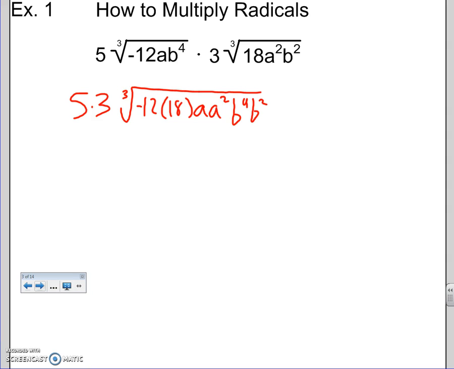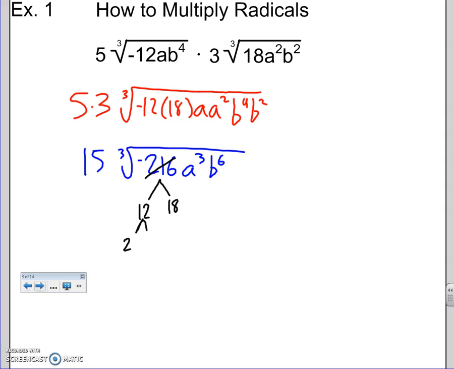Well, if I fix that, I really get 15 in the front, and this cube root, negative 12 times 18 would be negative 216. A times a squared is a cubed. B fourth times b squared is b to the 6. We need to break down that 216. So 216, well, we know it's 12 times 18.